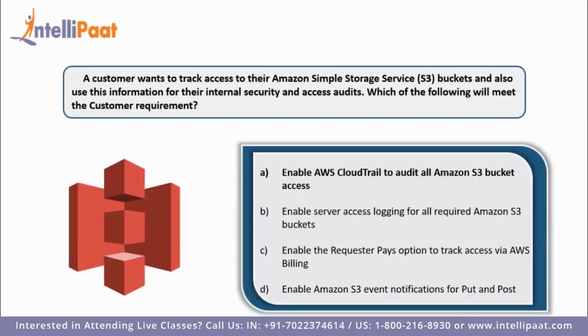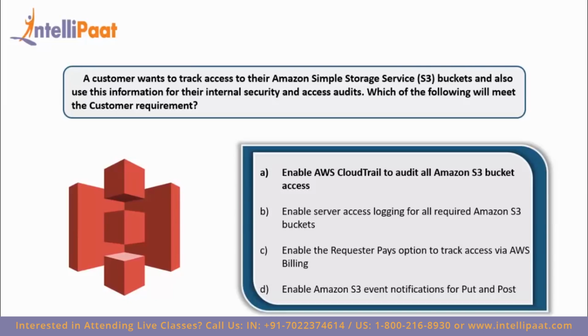And the reason being, why is the answer not B? Because server access logging is actually not required when you want to track access to the objects present in the S3 bucket. The requester pays option to access via AWS billing, again, is not required because there's a very simple feature of CloudTrail which is available to all the buckets across S3. So why not use that?